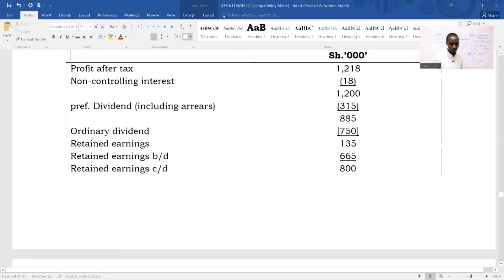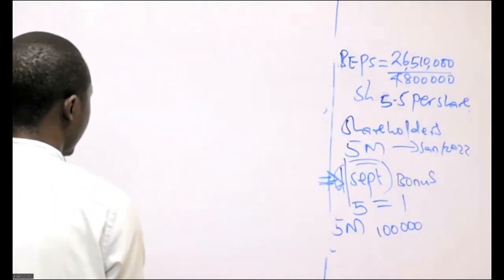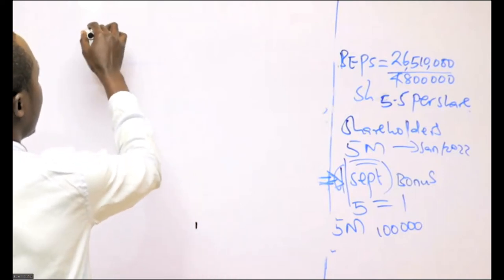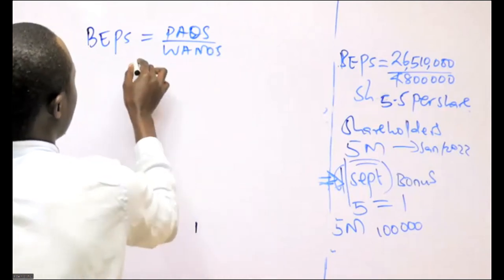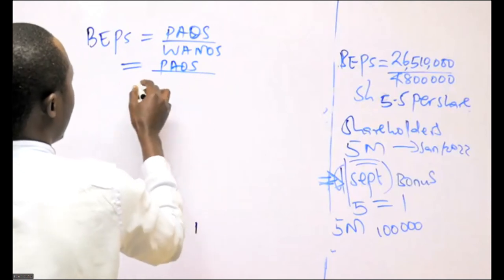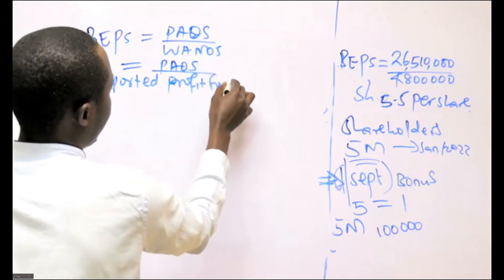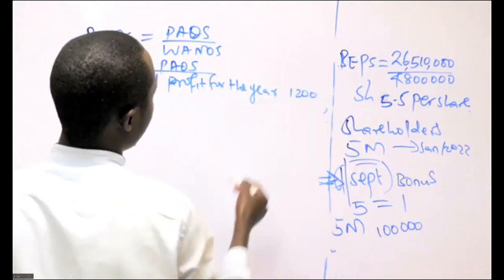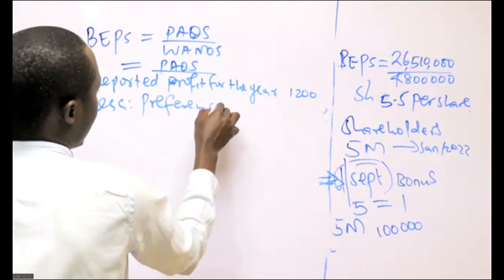So we have the profit after tax, and they have deducted non-controlling interest. Meaning that the profit for the year is 1.2 million, because they have already deducted what was going to the minority shareholders. So basic EPS equals PAOS, that is profit attributable to ordinary shareholders, the reported profit for the year. We already have 1.2 after deducting what is going to the NCI. Then what we have to deduct here is only the preference dividends.